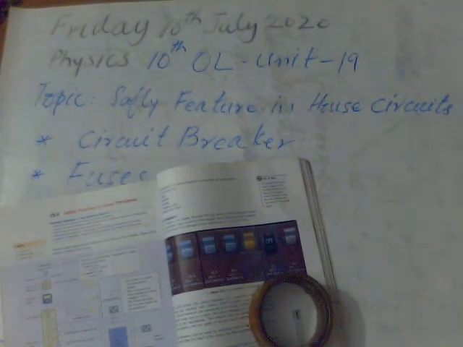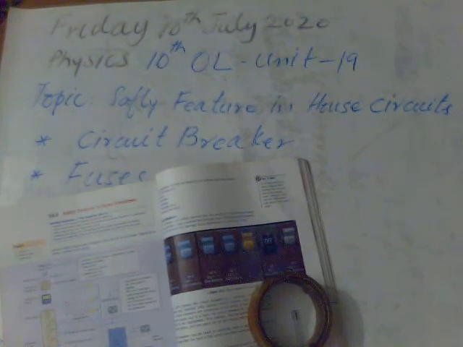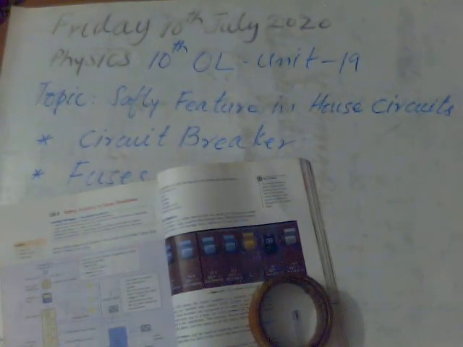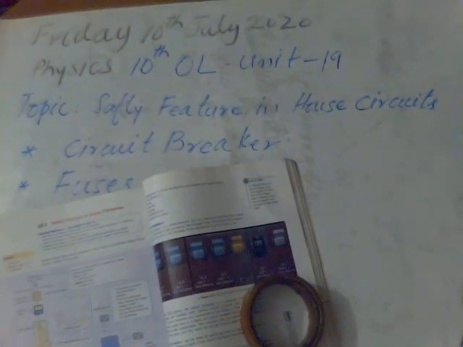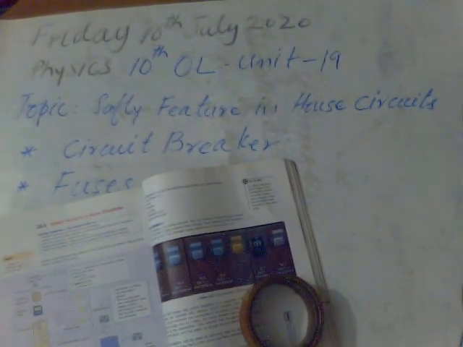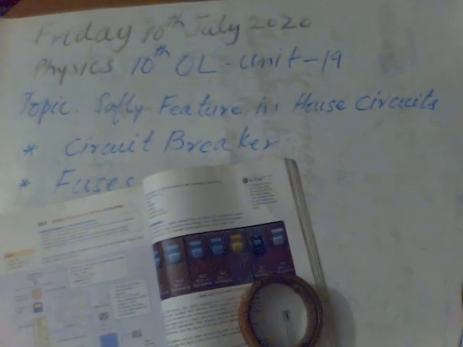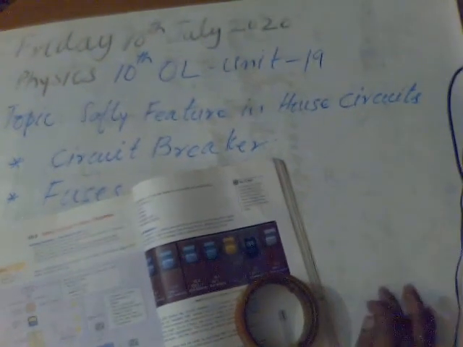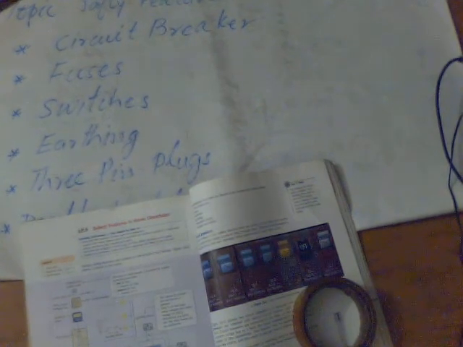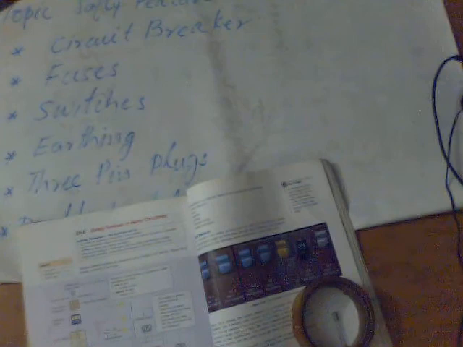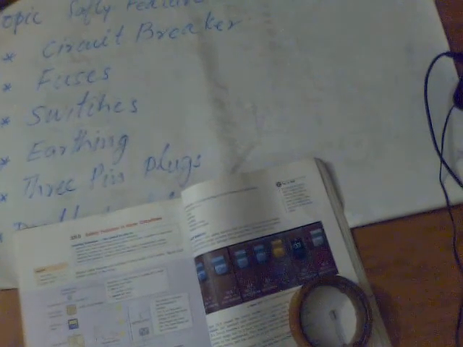We are already studying unit 19. Today the topic for discussion is safety features in house circuits. There are some devices that we use at home or in industry or factories for our safety. All these devices, we name them safety features.